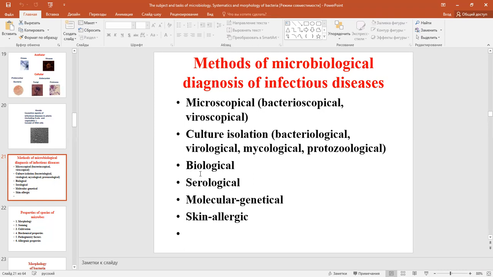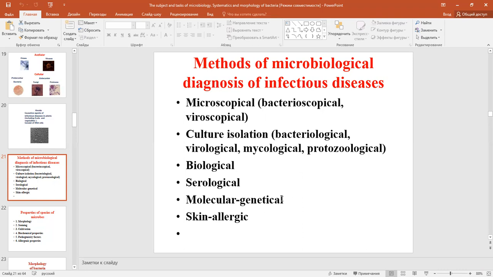Biological method by using animals. Sometimes it is necessary to use laboratory animals for bacteria, microbes isolation, or maybe toxin detection. Serological method is used very widely now. Again, the aim of this method is detection of antigens of microbes, or maybe antibodies for microbes in the serum of blood by using immune tests.